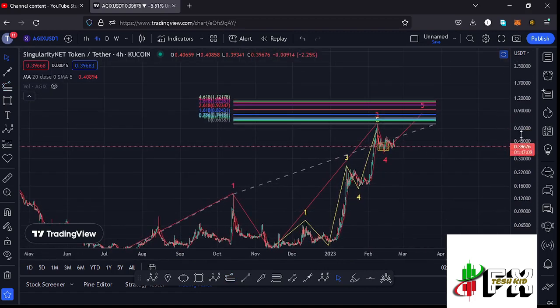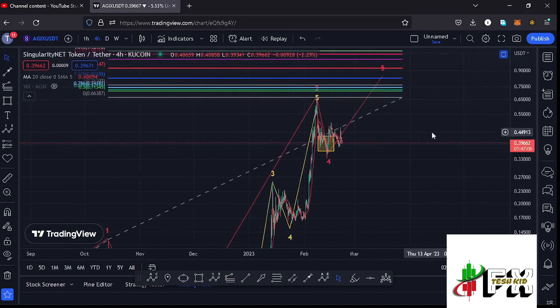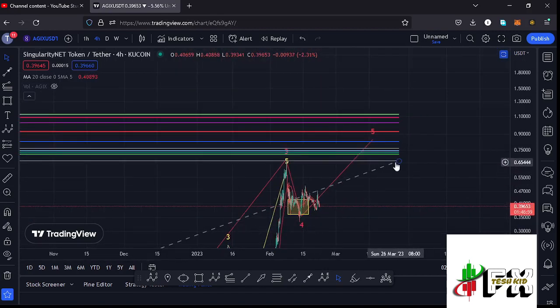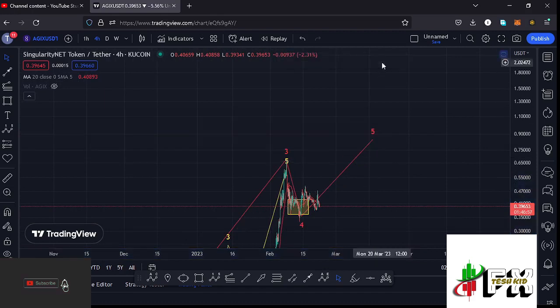That gave me a minimum target area to the upside in the formation of that wave 5 at the fib level 1.618, and that is at around the $0.82431 mark, and that is the minimum that I'm expecting AGIX to do here on the long-term scenarios in the formation of this wave 5.